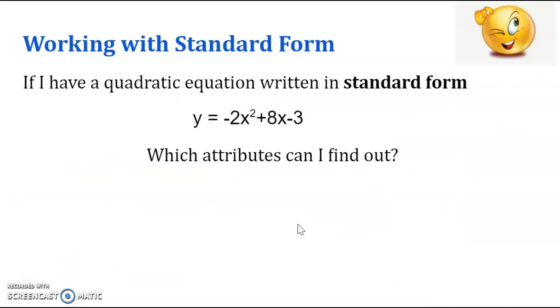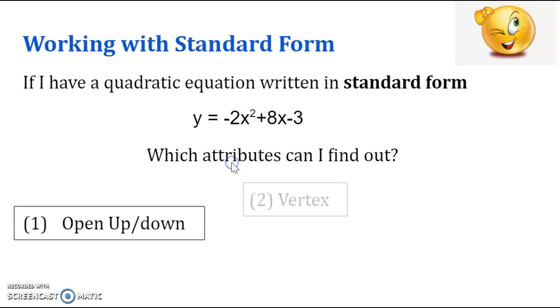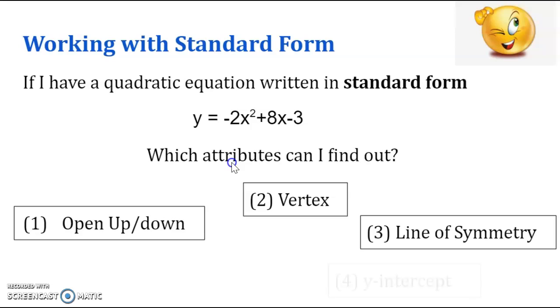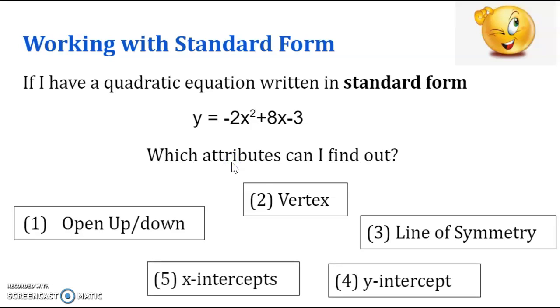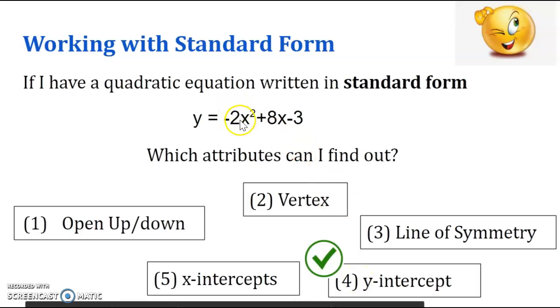Alright, what about working with standard form? If I have a quadratic equation written in the standard form like negative 2x squared plus 8x minus 3, which attributes can I find out relatively easily? Can we figure out whether it's opening up or down, the vertex, the line of symmetry, the y-intercept, or the x-intercept? What's easy? Well, the easiest part about standard form is that the y-intercept is super duper easy. Remember, the x-coordinate of the y-intercept is always 0. When you substitute 0 into the equation, the first two terms become 0, so you're just left with the constant term. So the y-intercept is easy.